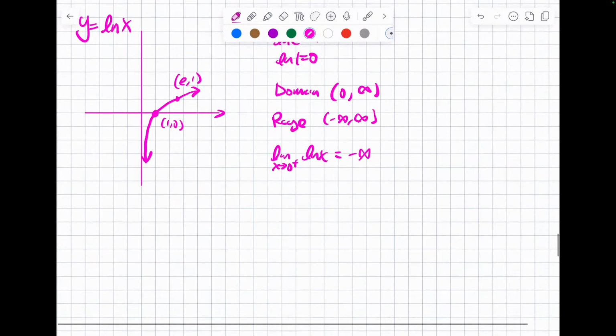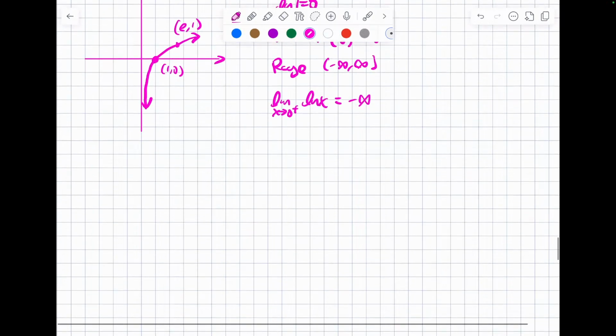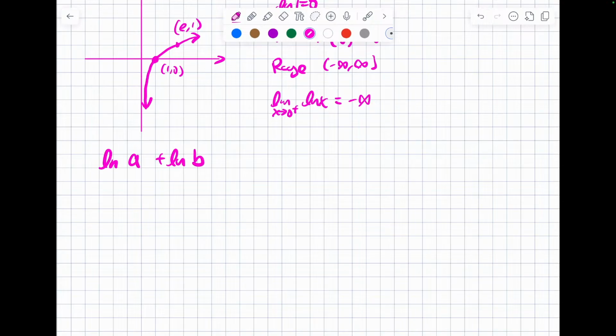Okay, let's talk about all the properties of logarithms. This is a property of logarithms from pre-calc. Natural log of a plus natural log of b is equal to natural log of a times b. That's called the sum property of natural log. This has nothing to do with calculus, this is algebra. And natural log of a minus natural log of b is equal to natural log of a over b.